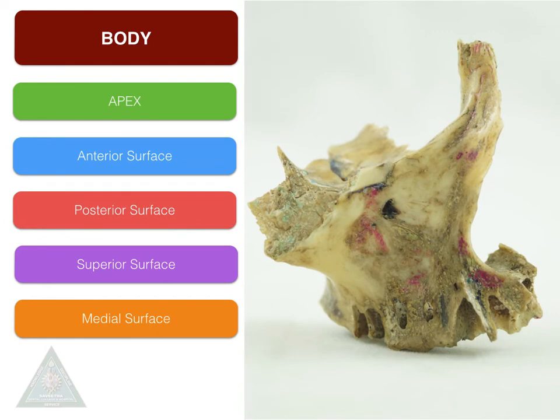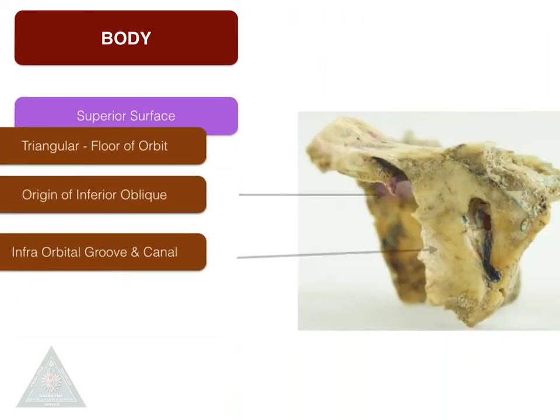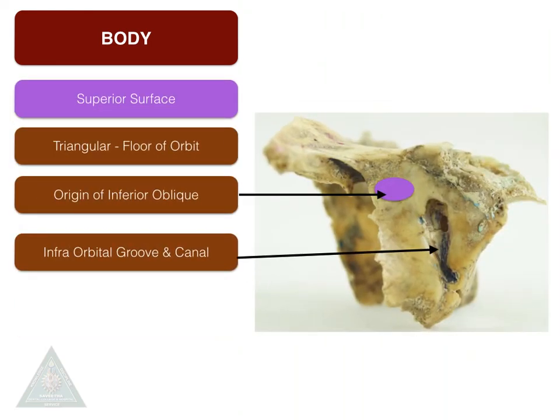Moving on to the superior surface. The superior surface is triangular in shape. It forms the floor of the orbit. On the medial side, we have the origin of the inferior oblique muscle, and it's marked by the infraorbital groove and canal. The infraorbital groove and canal will transmit the infraorbital nerves and vessels.